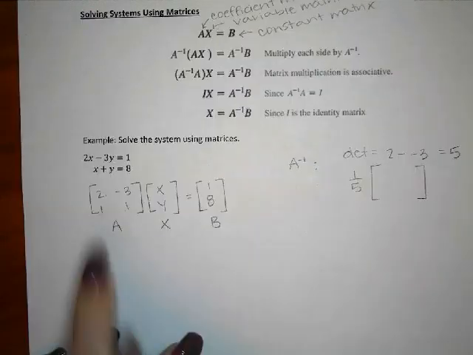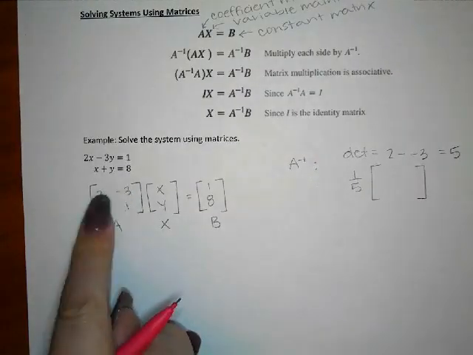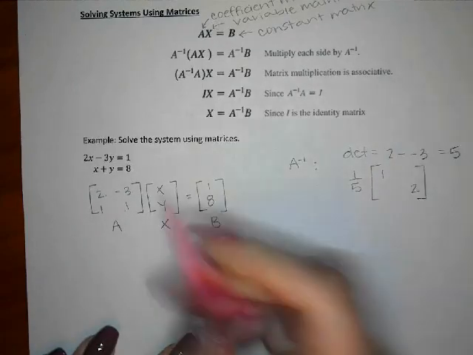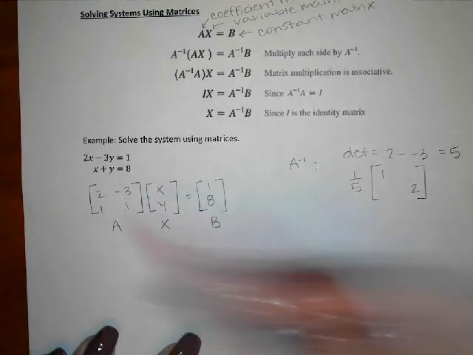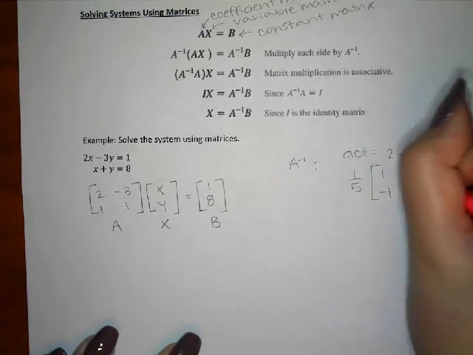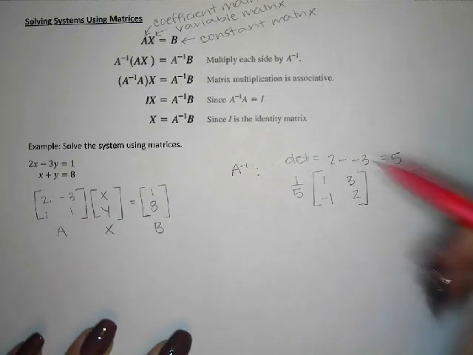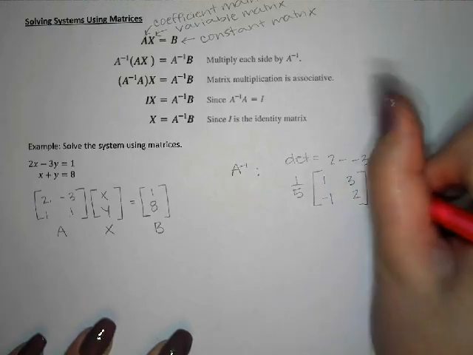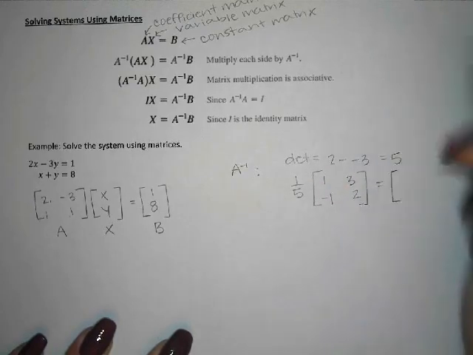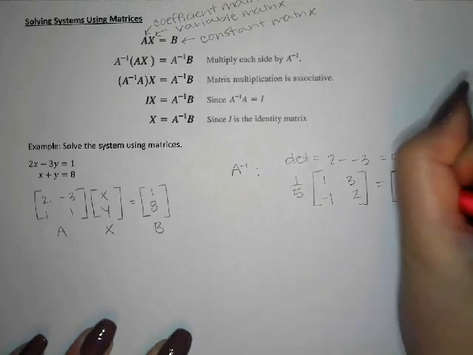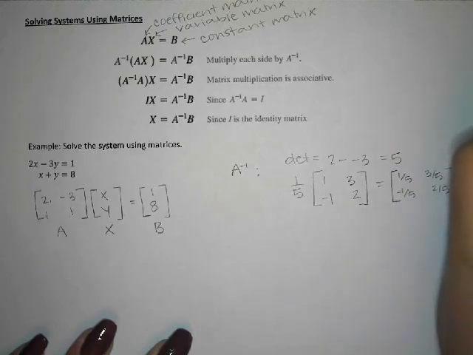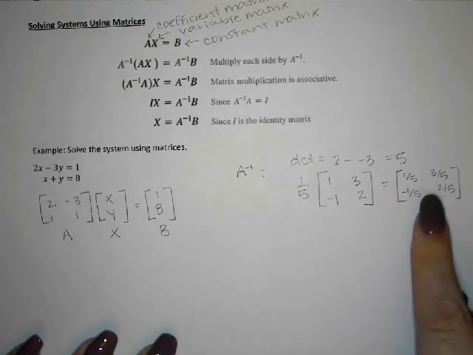We take these two, the 2 and the 1, and we swap them. So we're going to have 1 and 2. And then for these two, we change their signs. So -1, +3. And then we just take this 1/5 and distribute it to all 4 of those numbers. So our inverse is going to be 1/5, 3/5, -1/5, 2/5.